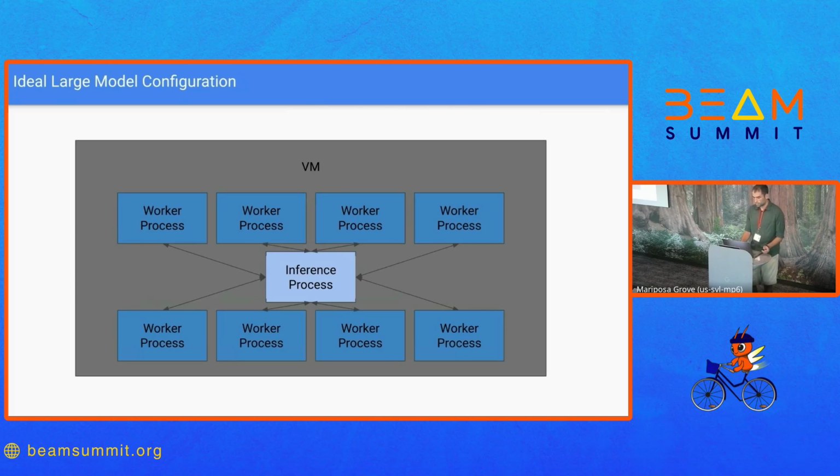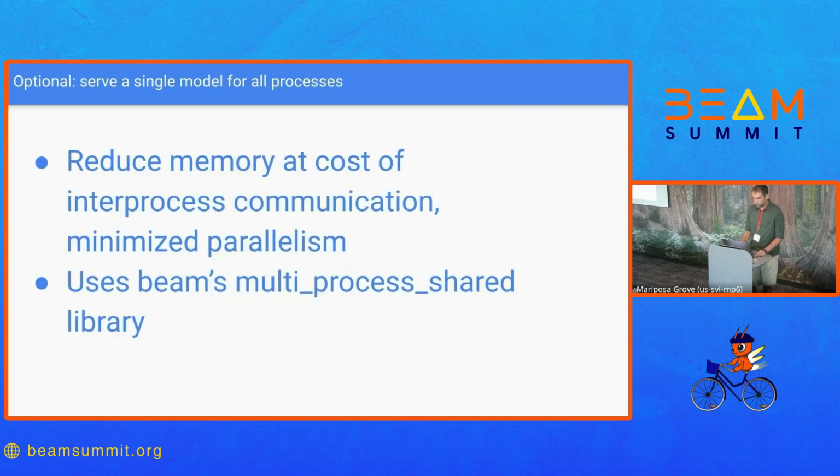So RunInference has the ability to spin up a dedicated inference process that just sits and holds your model, and the other worker processes know how to talk to it. Basically, at startup time, the workers will elect a leader that spins up this process, and then they'll all get references back to this original model using Beam's multi-process shared utility. So this reduces your memory. It does come at a slight cost.